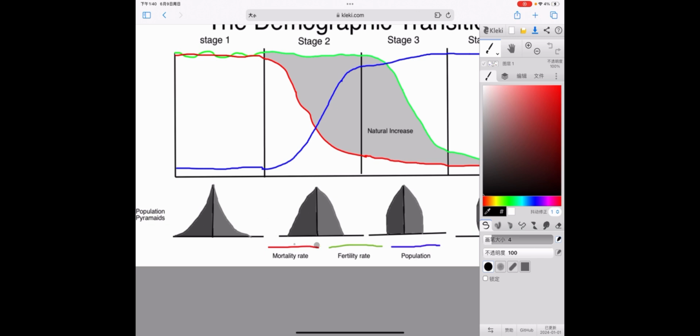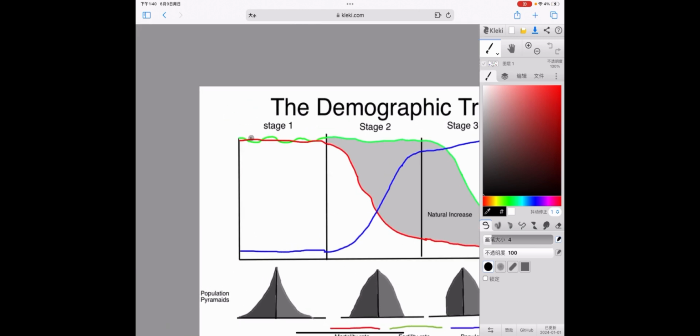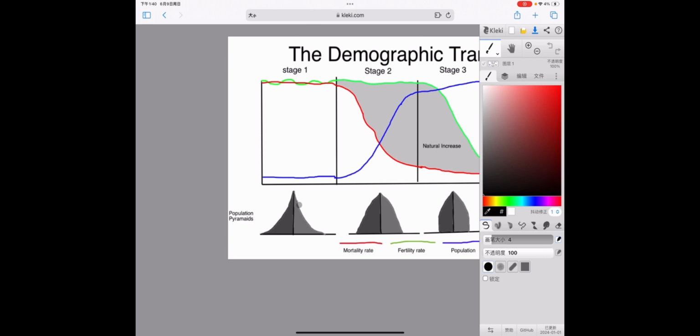We can see that the red is mortality rate, the green is fertility rate, and population is blue. So in stage 1, you have a high fertility rate, but also a high mortality rate or death rate, meaning that this is not a developed society, and because the fertility rate and mortality rate are both high, you will have a population that's not growing. And we can see that this population pyramid looks like this.